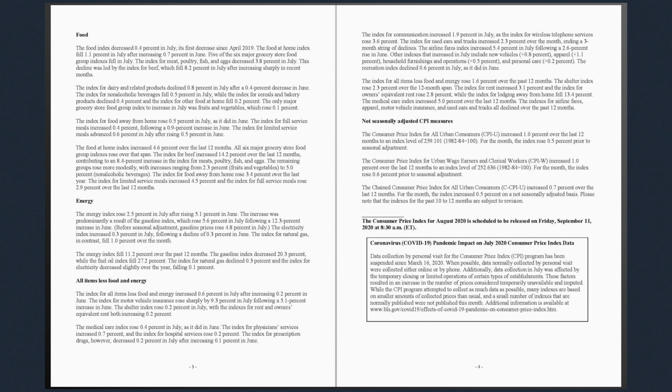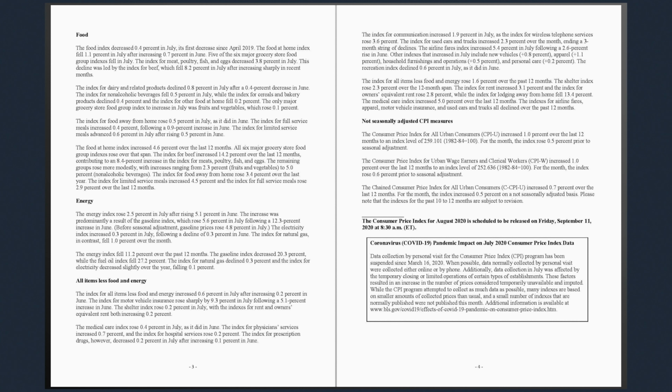The index for food away from home rose 3.4% over the last year. The index for limited service meals increased 4.5% and the index for full-service meals rose 2.9% over the last 12 months. Energy. The energy index rose 2.5% in July after rising 5.1% in June.